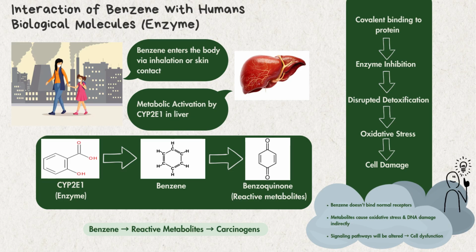On the right, you can see the consequences of this activation. The reactive metabolites can bind covalently to proteins, inhibit enzymes, and disrupt detoxification pathways. This leads to oxidative stress, DNA damage, and ultimately, cell dysfunction and cell damage. In summary, benzene itself isn't the main danger. It's the reactive metabolites produced by CYP2E1 that become carcinogenic and harmful to the body.